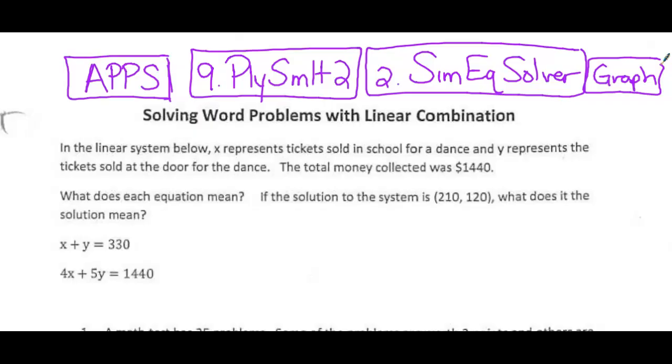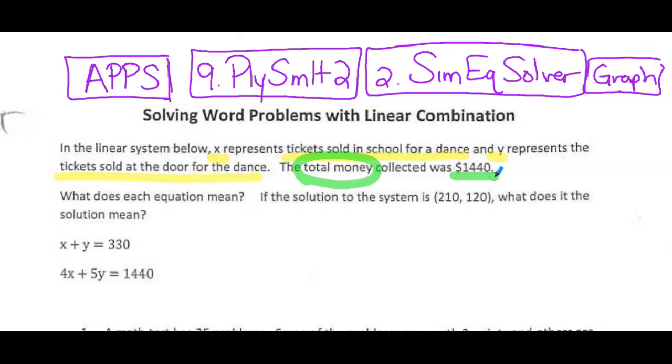So let's go to this first word problem. It says in the linear system below, X represents, you got to read, tickets sold in school for a dance. And then it says Y represents the tickets sold at the door for the dance. Then there's one of these keywords that we've talked about before, total money. Remember, we talked about before when you saw a total, that indicated something was in standard form. So this equation has to be in standard form where it says total money collected was $1,440.